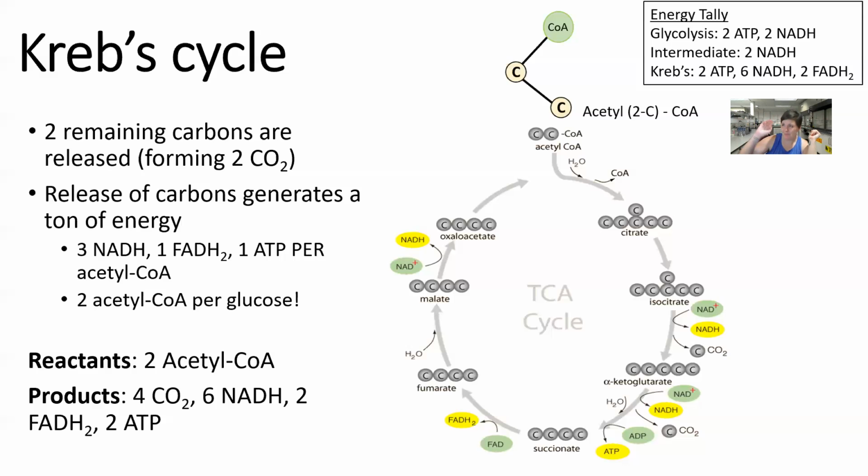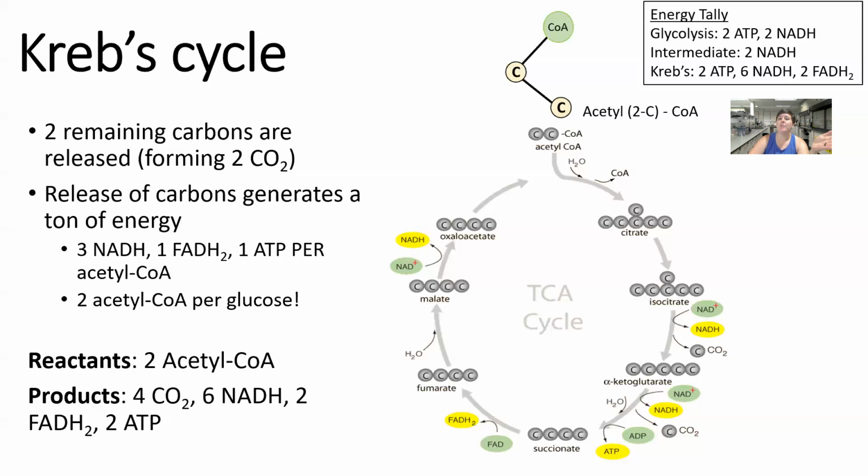All right. So take note of our energy tally so far. So far, we've generated 4 ATP via substrate level phosphorylation, net 2 from glycolysis, and 2 during the Krebs cycle. No ATP was generated during the intermediate cycle, but glycolysis, intermediate, and Krebs gave us a lot of electrons. We have a lot of electron carriers.